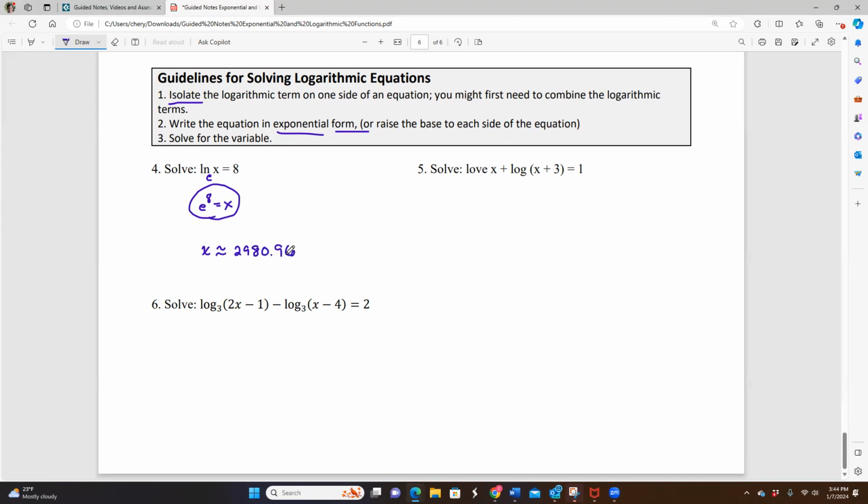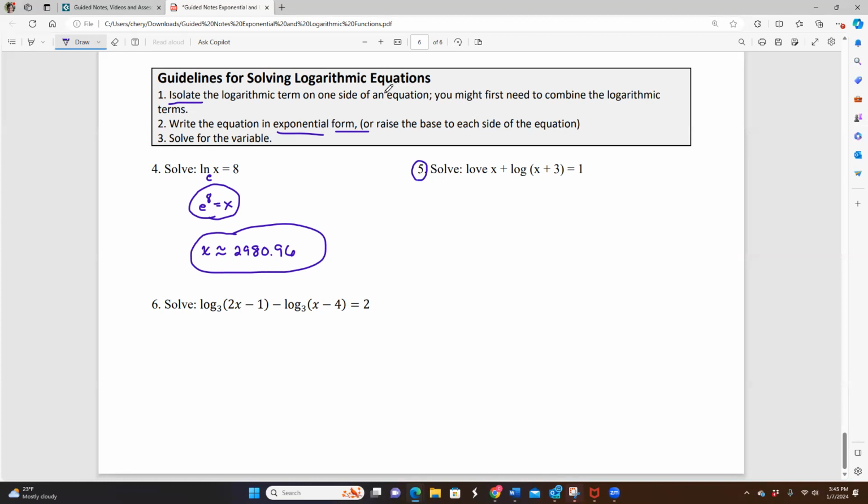I know I'm rounding to 2 decimal places here, and above I rounded to 3. You just want to look at what the directions may be asking you to use, 2 or 3 decimal places. Anyway, let's look at example 5.